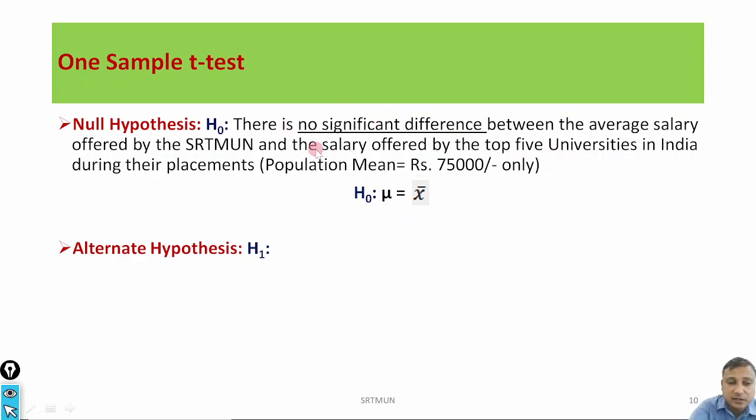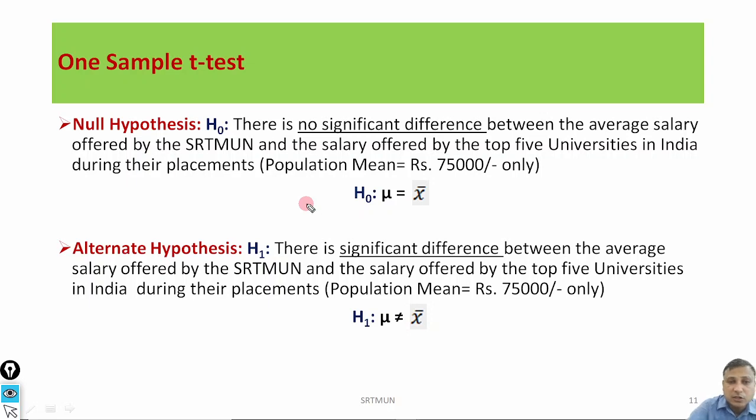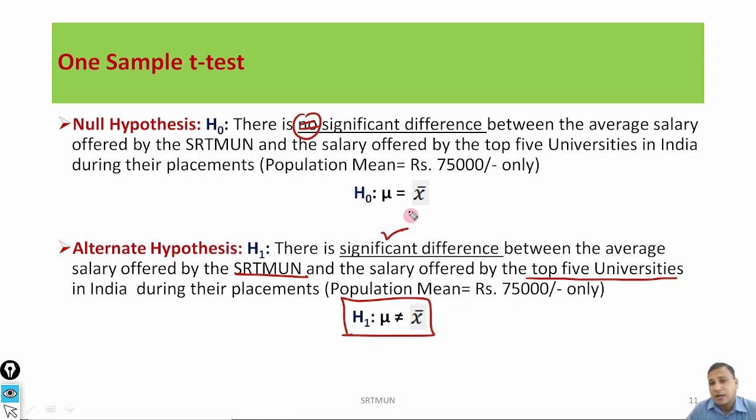How to construct the alternate hypothesis? Opposite to this: just delete the word no and write the remaining sentence as it is. Then it becomes, there is a significant difference between the average salary offered by S.R.T.M and the salary offered by the top 5 universities. Symbolically, H1 colon mu is not equal to x bar. And we are going to test these things. How to test? Let's see.